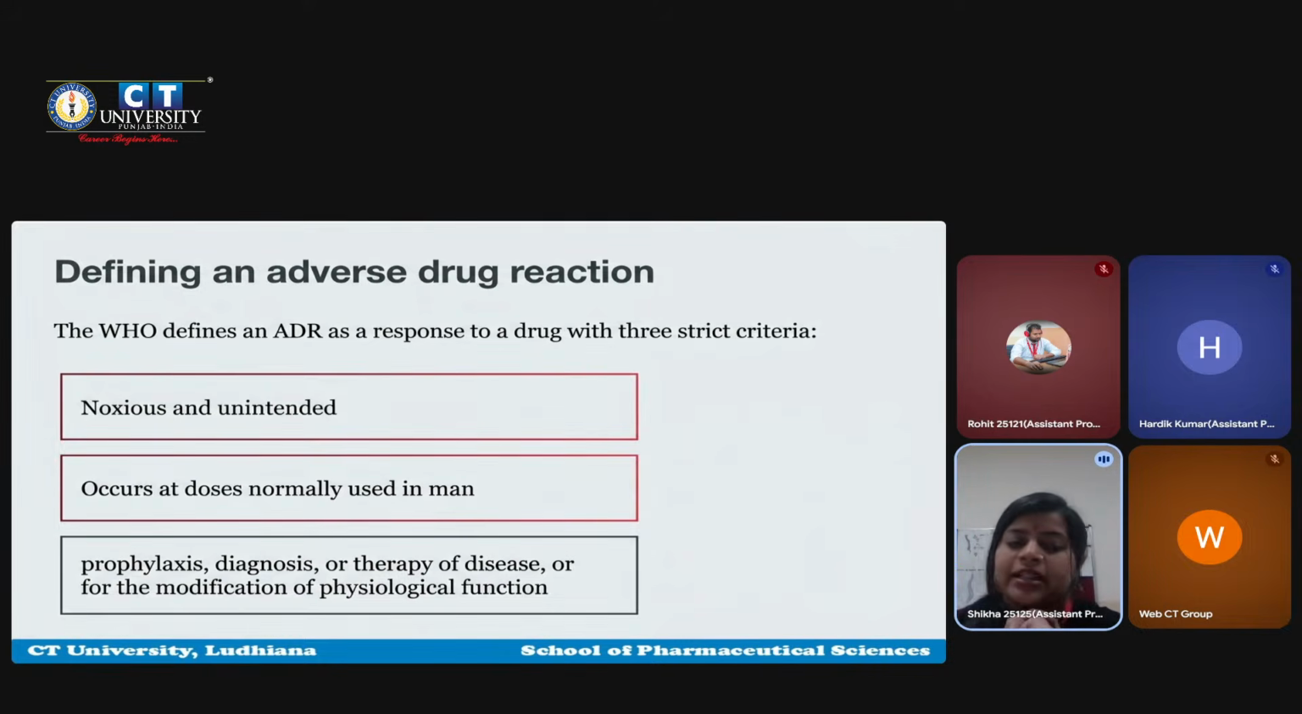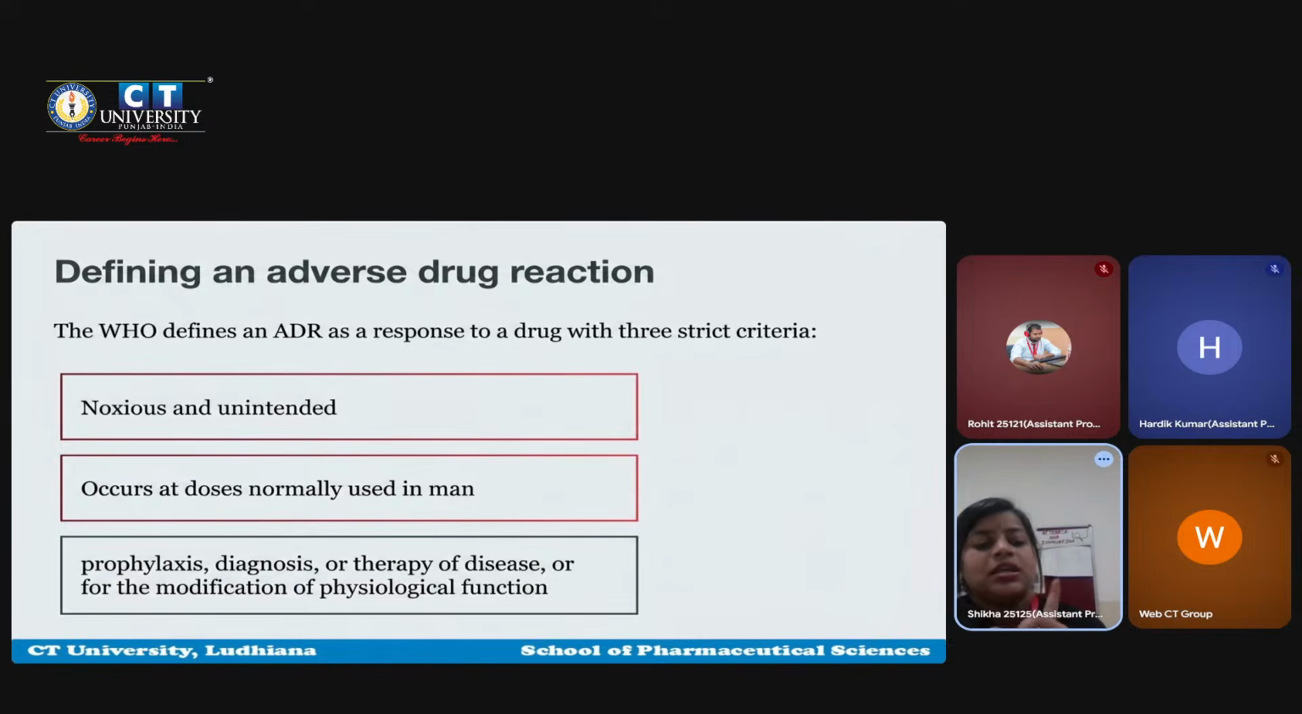So the World Health Organization defines ADR, that is adverse drug reaction, as a response to a drug with three strict criteria. Means it will be considered as ADR if it follows these three criteria, that is noxious and unintended, occurs at doses normally used in man. Next is prophylaxis, diagnosis or therapy of the disease.